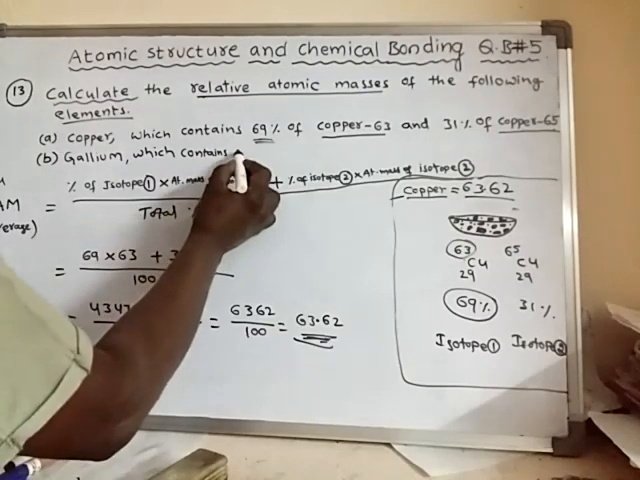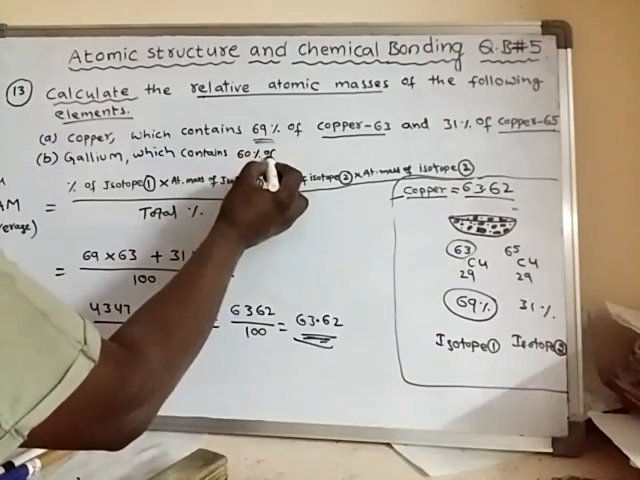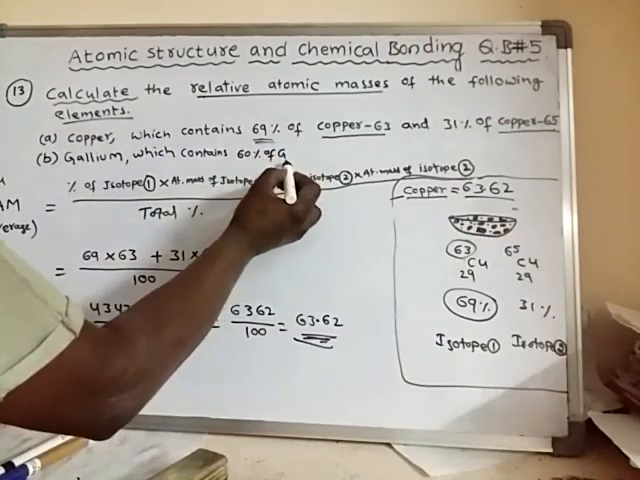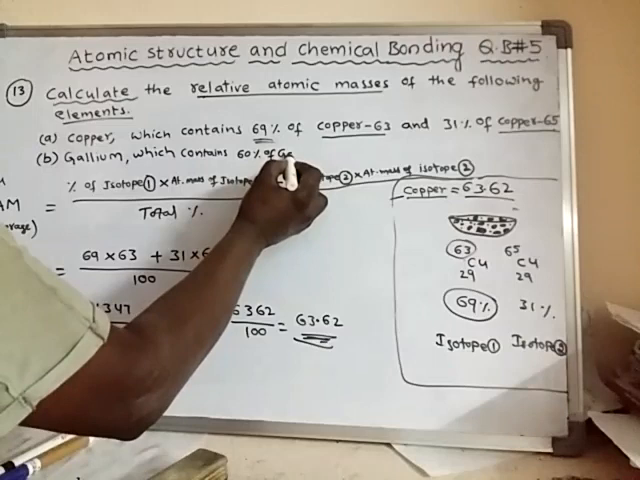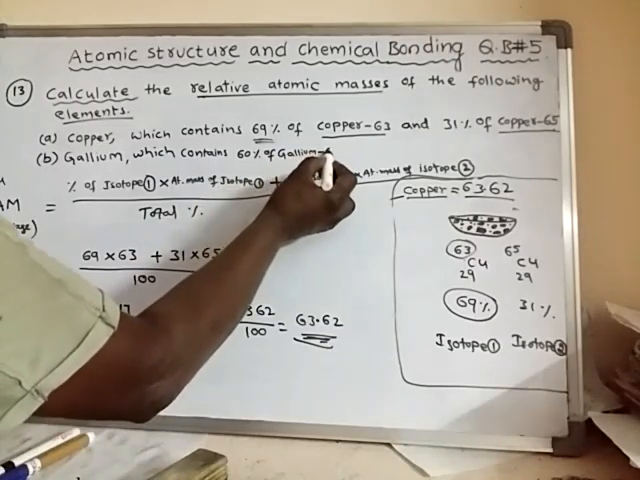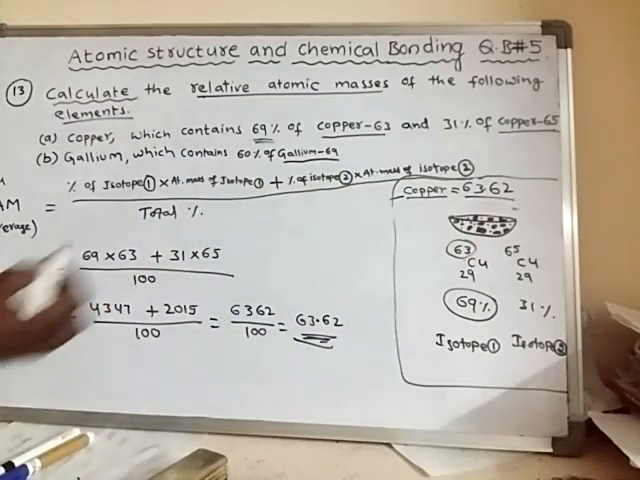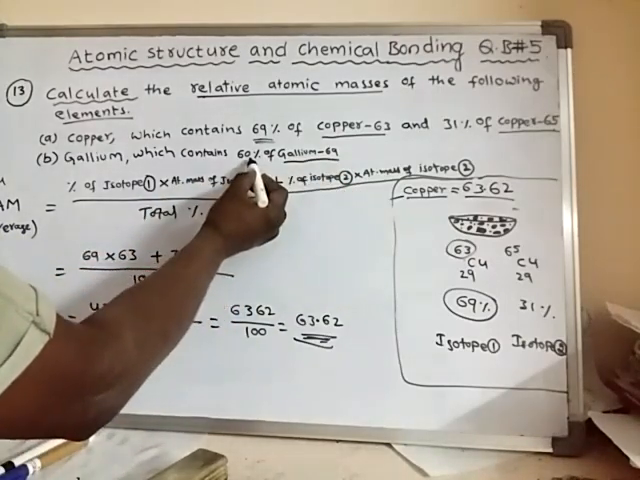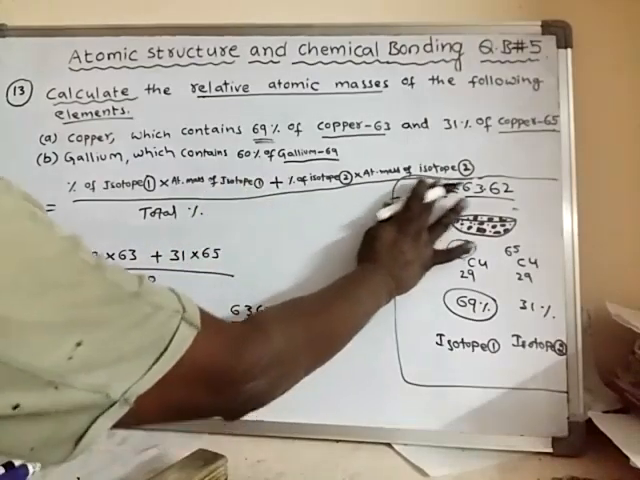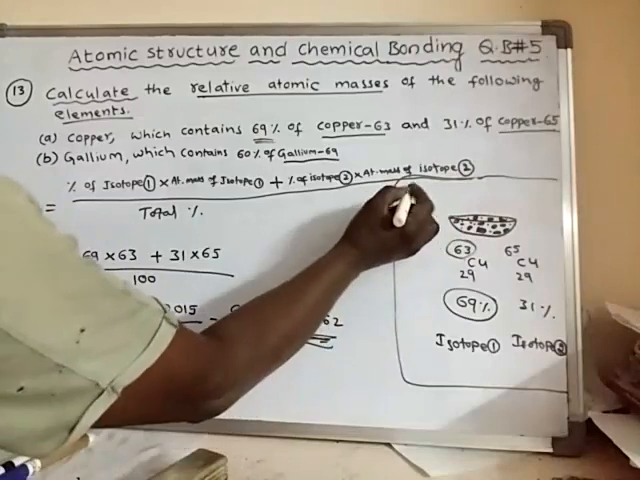Gallium contains 60% of gallium 69. So there are two types of gallium atoms here also. Gallium 69 is 60%. Now the element is gallium.